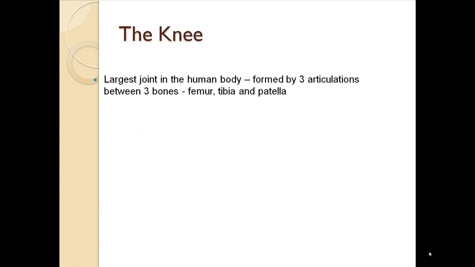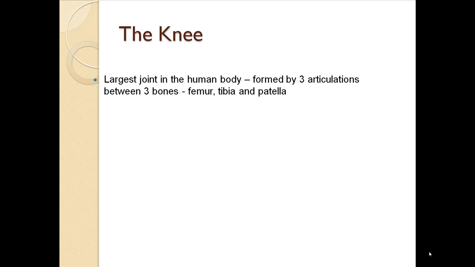Okay, so moving down to the knee joint. The knee joint is the largest joint in the human body in terms of surface area and synovial membrane, and it has three articulations. There are three bones to describe when describing the anatomy of the knee joint. There is the femur, the tibia, and the patella.